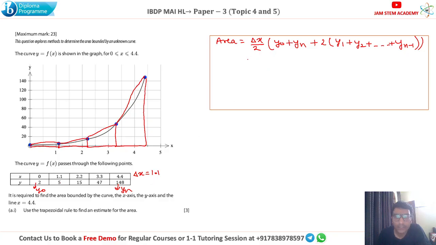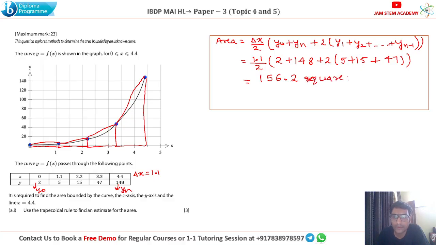Now, delta x 1.1 divided by 2 times first value 2 plus 148 plus twice the middle values, means 5 plus 15 plus 47. Use your calculator to get this value, and it comes out as 156.2. So we got the area as 156.2 squared units using the trapezoidal rule. It is not the actual area. We don't have the equation of the curve, so we cannot find its true value, but we got its estimated value using the trapezoidal rule.